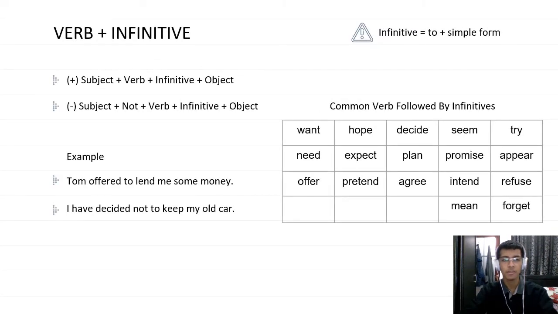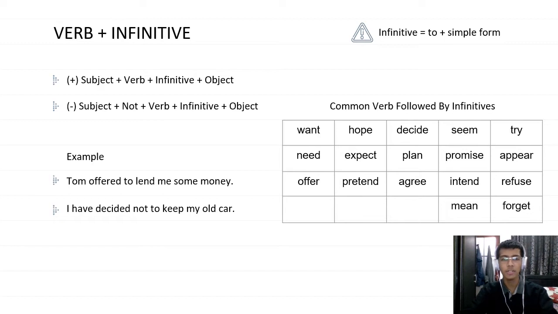The first one is verb plus infinitive. There are two general forms here. The first is the positive form, which consists of subject plus verb plus infinitive plus object. The negative form is subject plus not plus verb plus infinitive plus object. Infinitive here is the infinitive form of a verb, which is generally to plus the simple form of the verb itself.